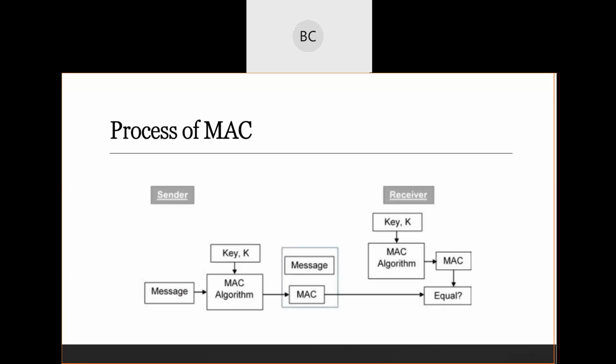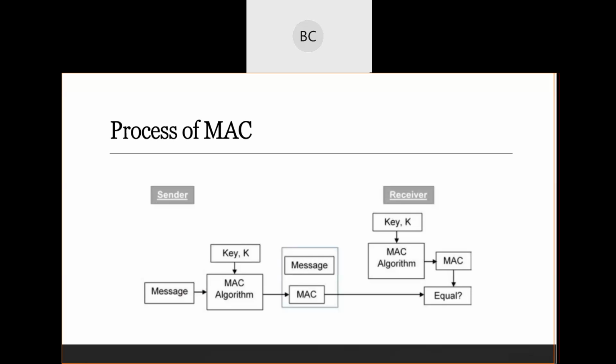On receipt of the message and the MAC, the receiver will feed the received message and the shared secret key K into the MAC algorithm and recompute the MAC value.